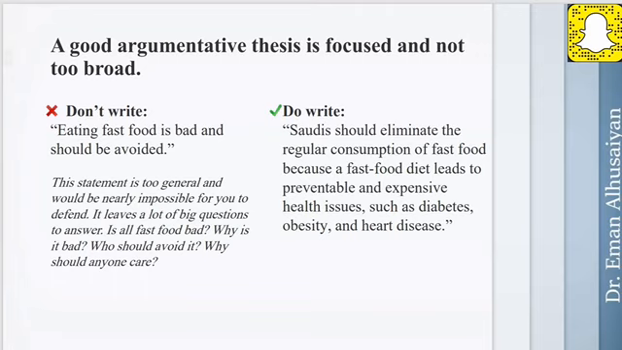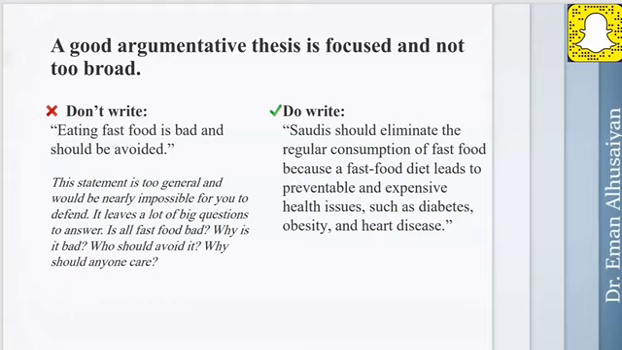So this statement is too general and would be nearly impossible for you to defend. It leaves a lot of big questions to answer. Is all fast food bad? Why is it bad? Who should avoid it? Why should anyone care? So what?